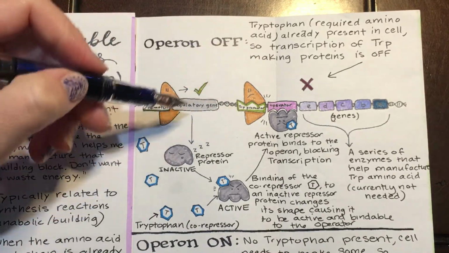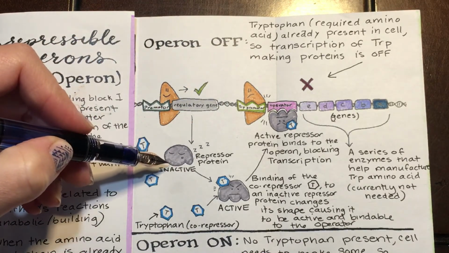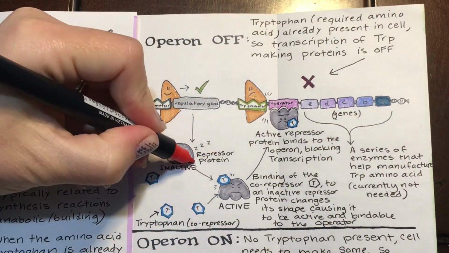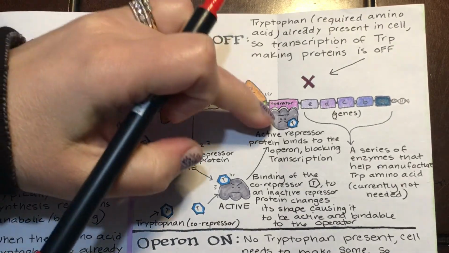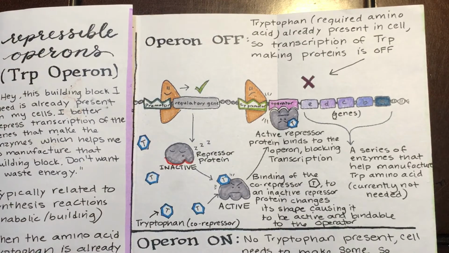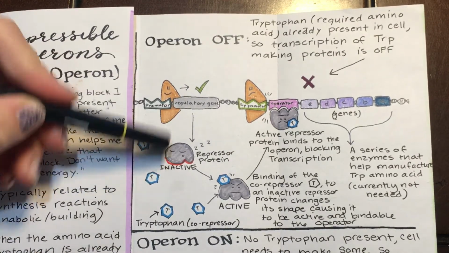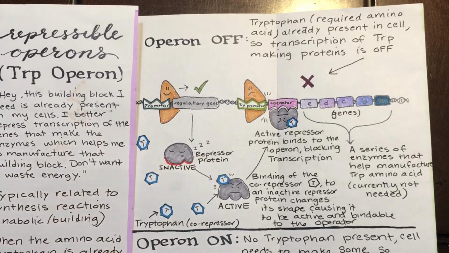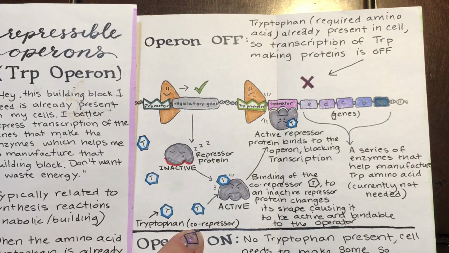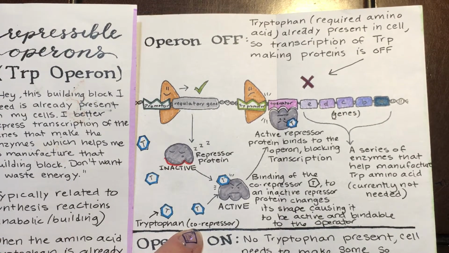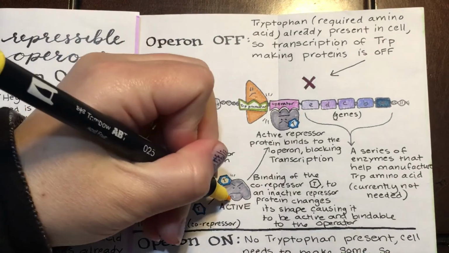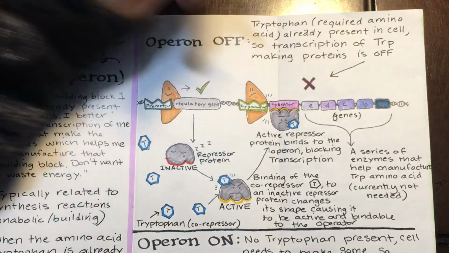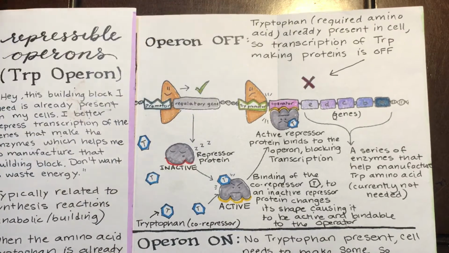So again, we've got a regulatory gene that makes a repressor protein, but it's initially made in an inactive state. This is not the right shape to bind to the operator, right? That's got 3 bumps on it. But that's in a repressible operon. It's initially made in the inactive form of a repressor protein, but tryptophan is going to bind to it as a co-repressor. Something else needs to be there in order to repress. So now we've got the active form, and that active repressor protein with tryptophan bound can bind to the operator.